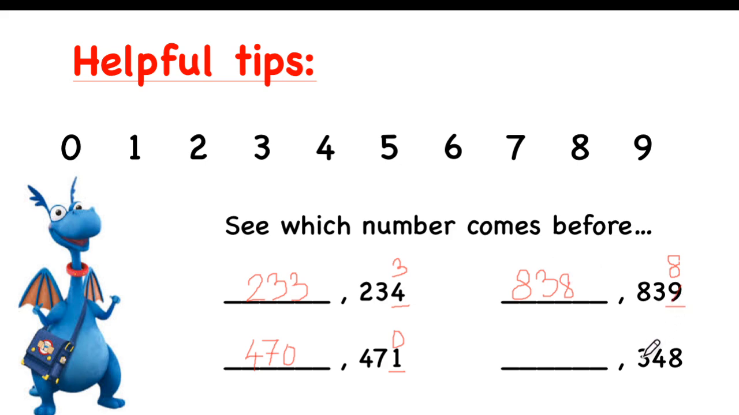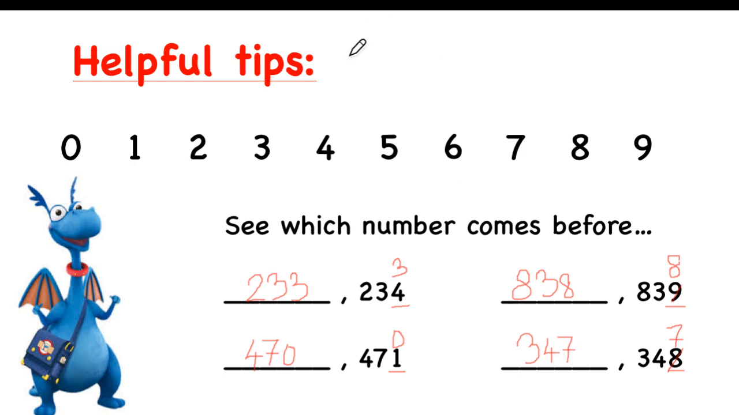Once again, 348. Which number is before this number? To find it, look at the ones digit. You have to ask yourself which number comes before 8. Before 8 we have 7. Or you can ask yourself, 8 take away 1 is how much? 7. So you will change the 8 into 7 and you will have the number that comes before 348. It is 347.